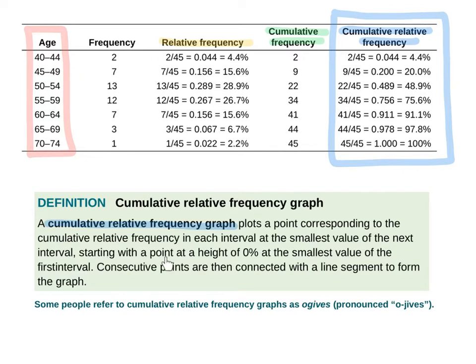So we start with a point at the height of 0%, because there were 0% of presidents, or at least the first 45, that were under the age of 40 when they were inaugurated. So we start at a height of 0% at the smallest value of the first interval. Consecutive points are then connected with a line segment to form a graph.